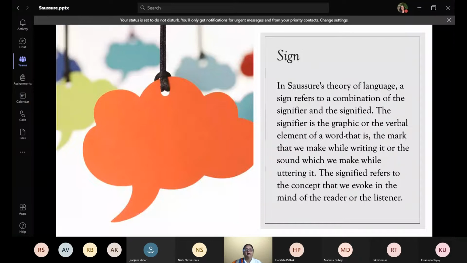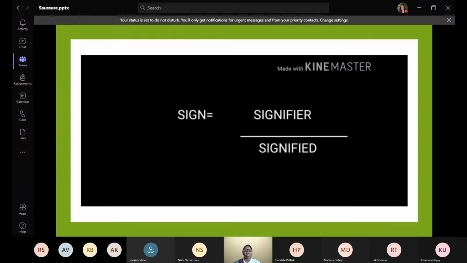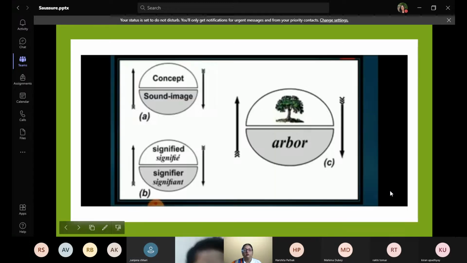Then sign, I told you. This is the way that you can represent sign. Sign is equal to signifier by signified. Okay, so this is what you have to draw in your answer. Right? Okay. Then yes, you can also represent it in this way also.